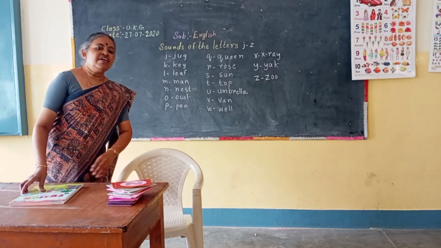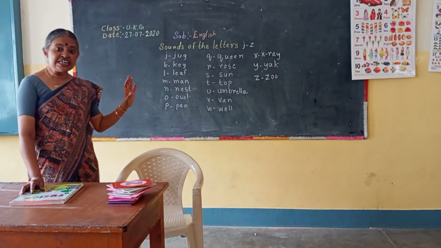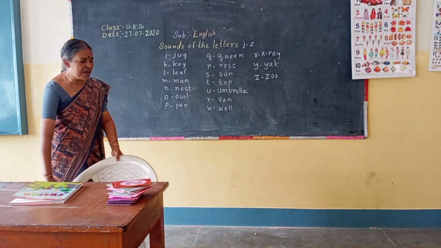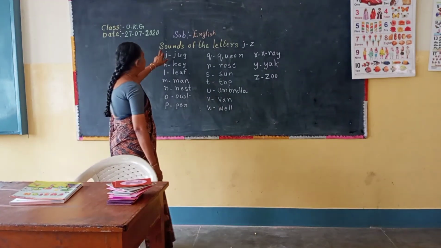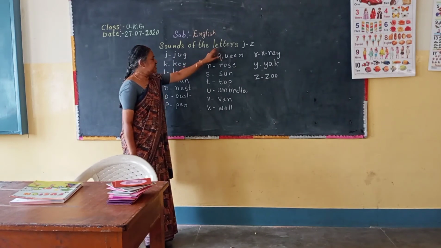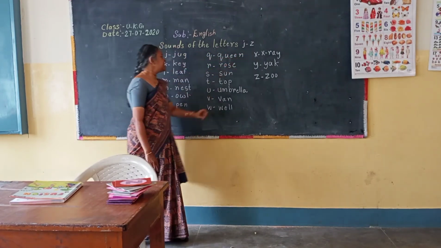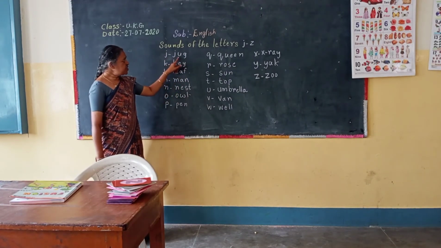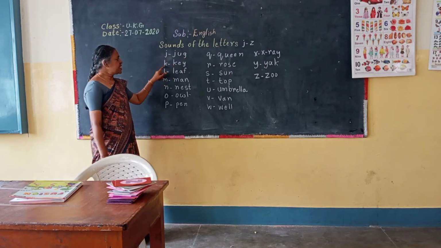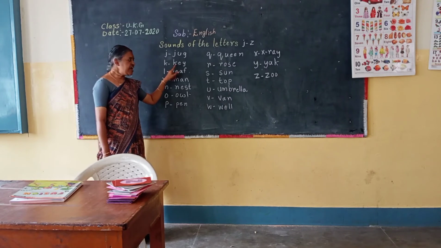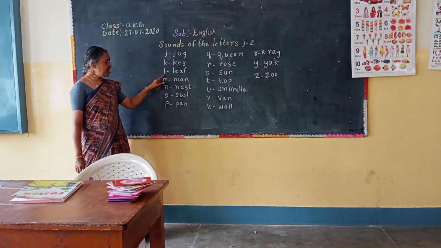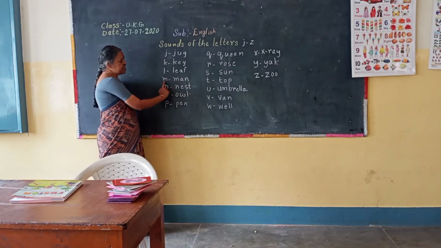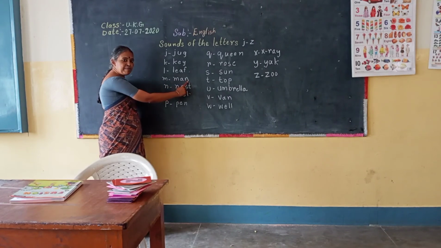Now, we can see the blackboard and learn the spellings of the words. Okay? Now, all of you see the blackboard. Sounds of the letters. J to Z. Now, J. J for jug. J, U, G, jug. K for key. K, E, Y, key. L, L, E, A, F, leaf. M, A, N, man.